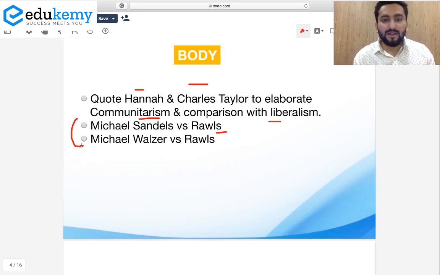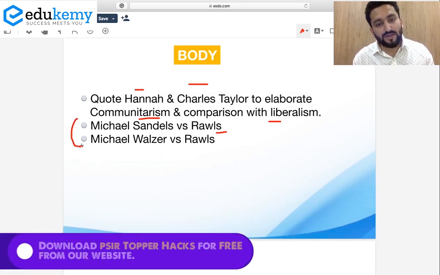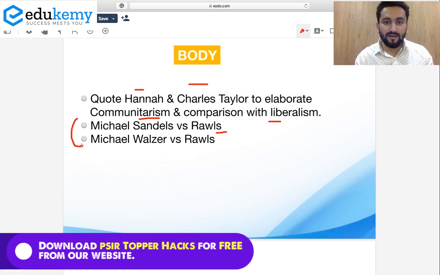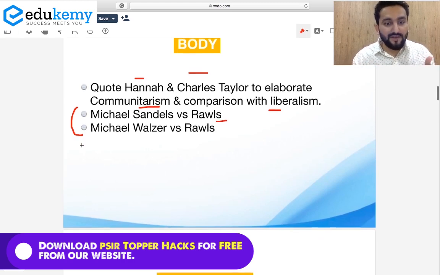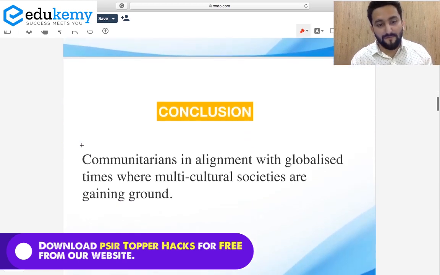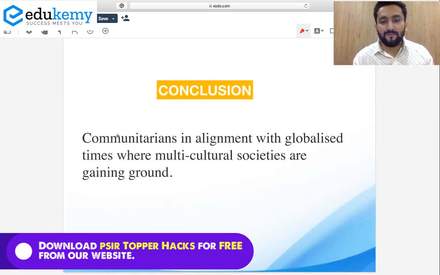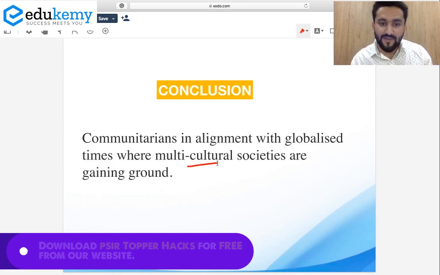We are going to bring this comparison: Sandel versus Rawls, Walzer versus Rawls. In Sandel, good is prior to right, or as per Rawls, right is prior to good. We are going to bring this debate. In Walzer, we are going to talk about the concept of complex equality, how we cannot have a universal idea of justice, because giving justice is also a complex phenomenon. Then in the conclusion, we can simply connect with how in multicultural societies the communitarian perspective is very much required.